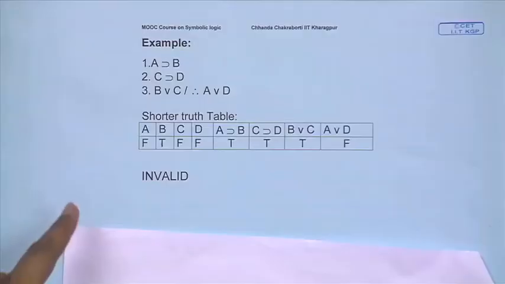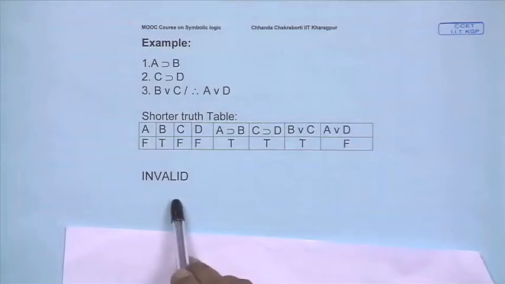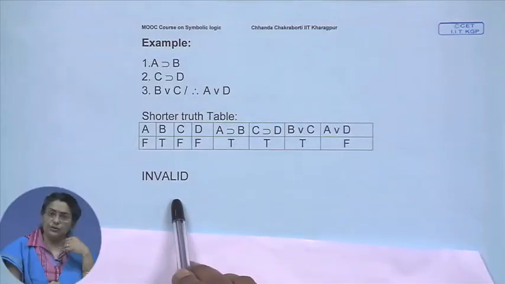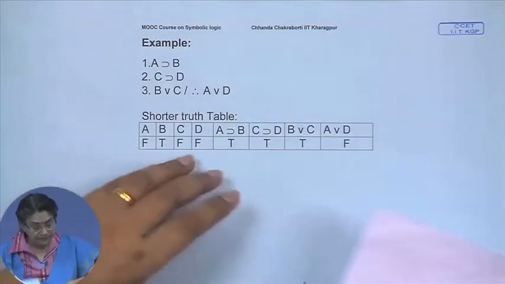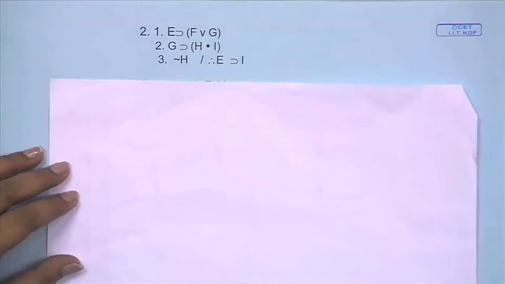The more you practice, the more you work with this kind of problem, the clearer the conceptions are bound to be. So, let us see, this is our result of the first problem done, that this is shown to be invalid by the shorter truth table technique. Fine. Let us now go into another one, the second problem.